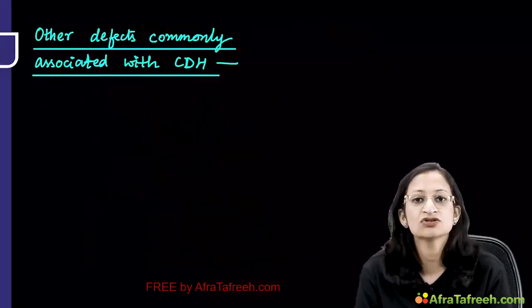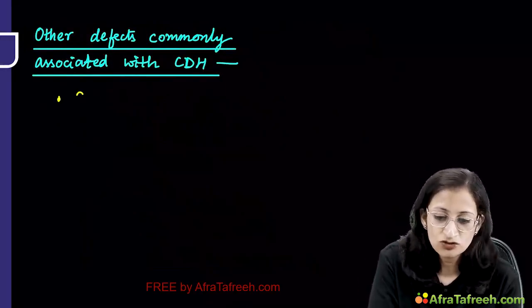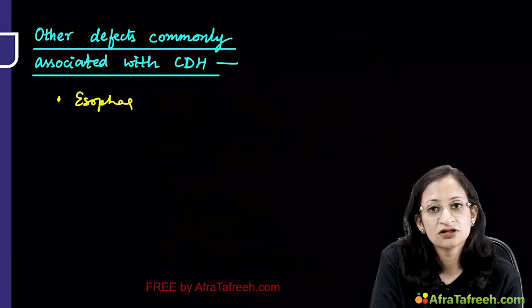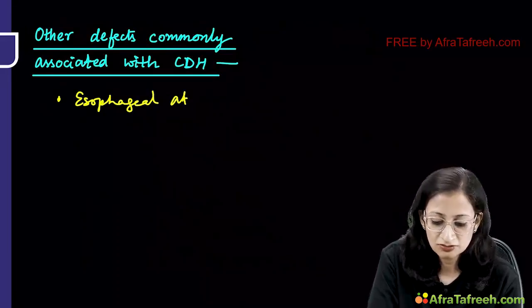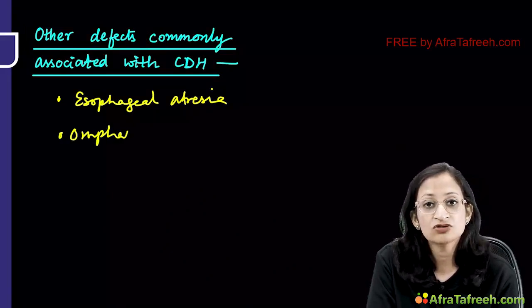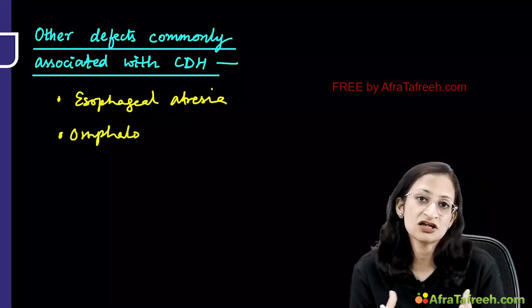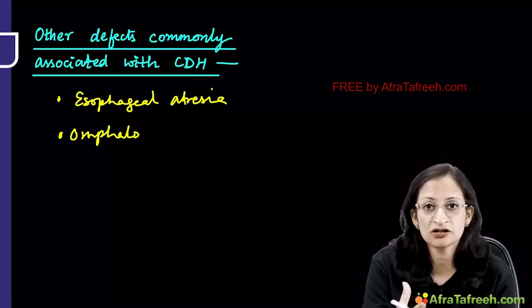Other defects commonly associated with CDH, which may or may not be present, of course, are esophageal atresia and omphalocele, where a midline defect is there and umbilical herniation of the bowel loops through the umbilical cord.